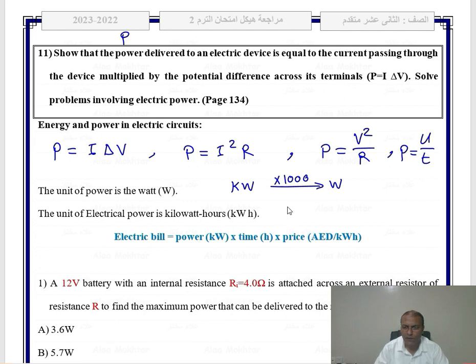PT. Energy equals power multiplied by time. In the case of power in kilowatts and time in hours, the unit of energy is the kilowatt hour, and this is related to the electrical bill. The electric bill equals power in kilowatts times time in hours multiplied by the price in dirham per kilowatt hour.